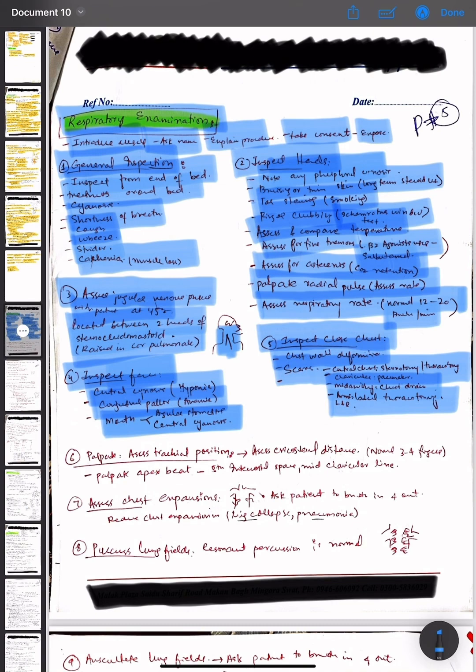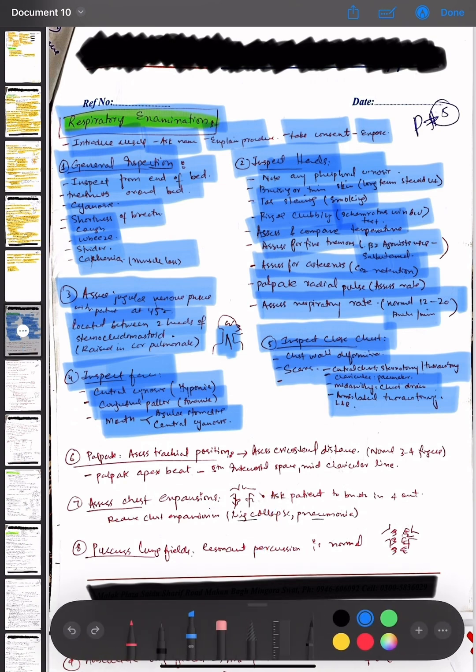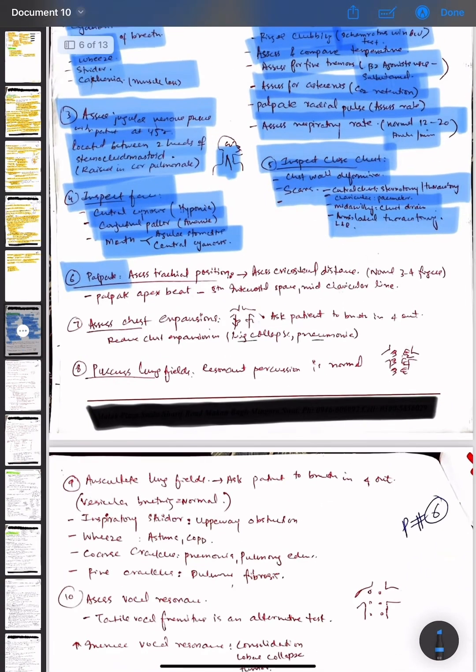At clavicular pacemakers are done, and at arms lateral thoracotomy is done. So you have to inspect the closed chest for these things. Then you have to palpate. After inspection, the next step is palpation. So you have to palpate.